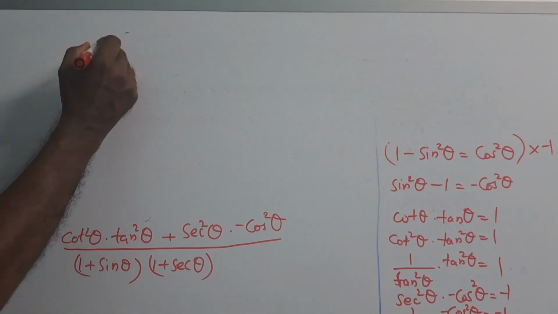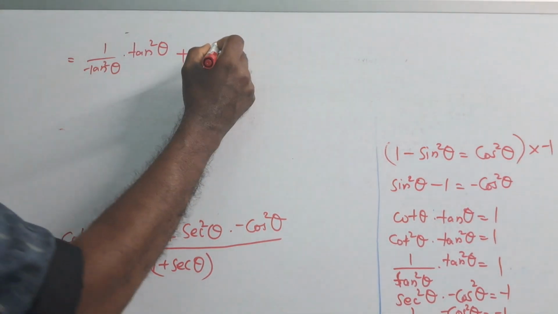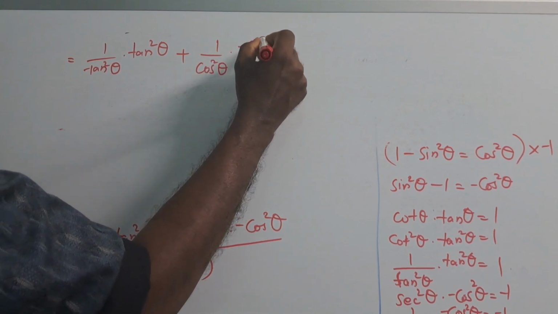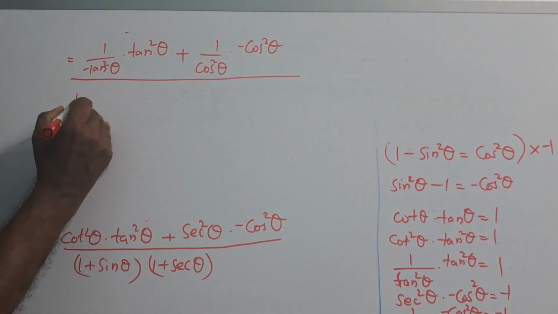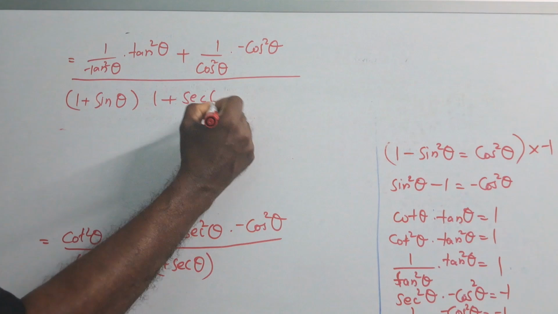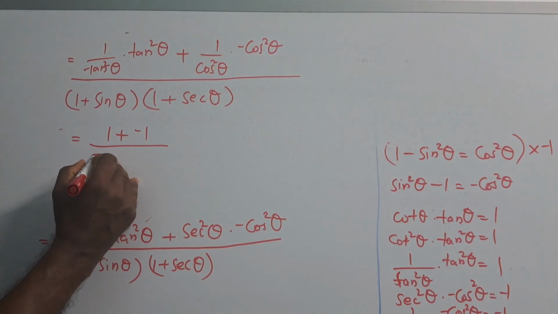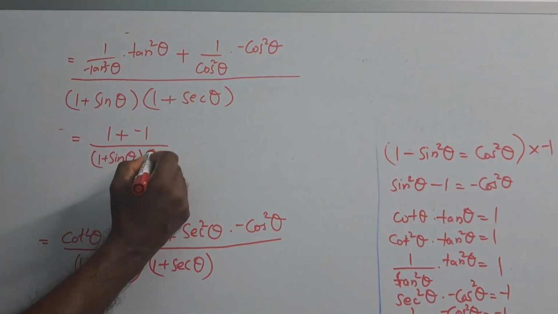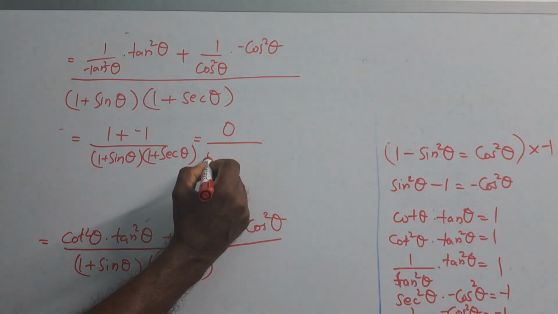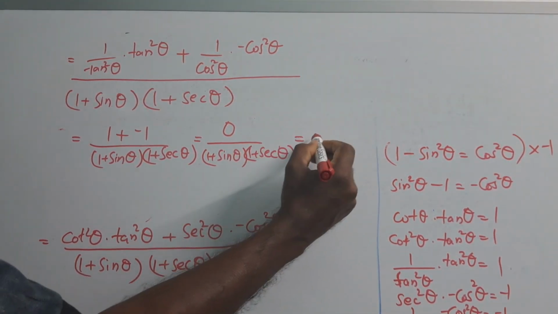So, cot square theta is 1 by tan square theta into tan square theta plus 1 by cos square theta into minus cos square theta, by (1 plus sin theta) into (1 plus sec theta), equals 1 plus minus 1 by (1 plus sin theta) into (1 plus sec theta), equals 0 by (1 plus sin theta) into (1 plus sec theta), equals 0.